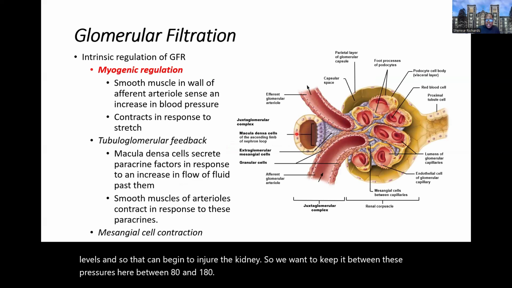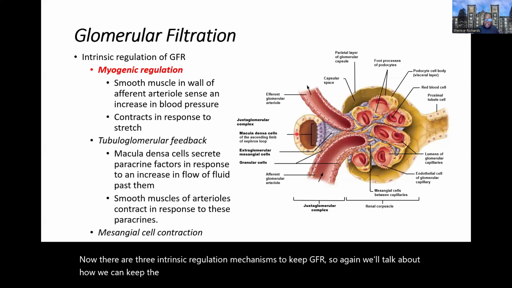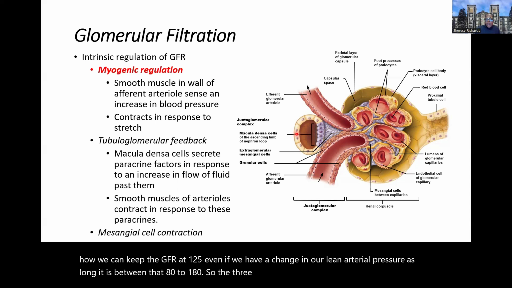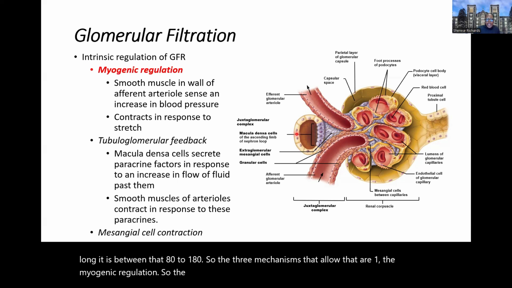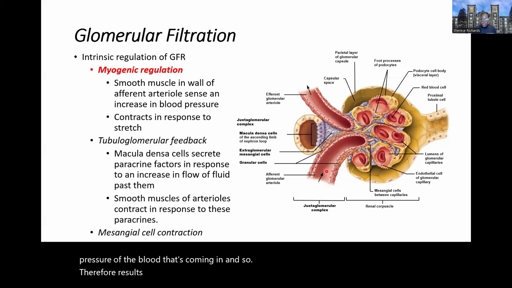Now, there are three intrinsic regulation mechanisms to keep GFR. Again, we're going to talk about how we can keep the GFR at 125, even if we have a change in our mean arterial pressure, as long as it's between 80 and 180. The first mechanism is myogenic regulation. The smooth muscle wall in our afferent arteriole can detect the pressure of the blood coming in, and a rise in pressure results in a constriction of these cells.